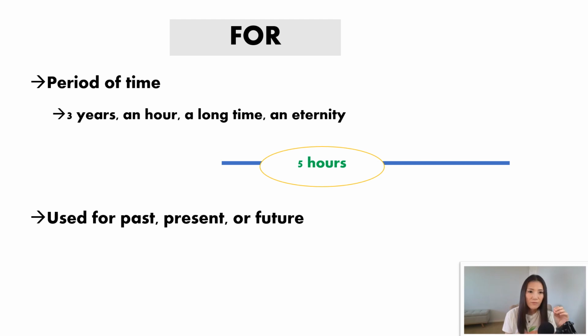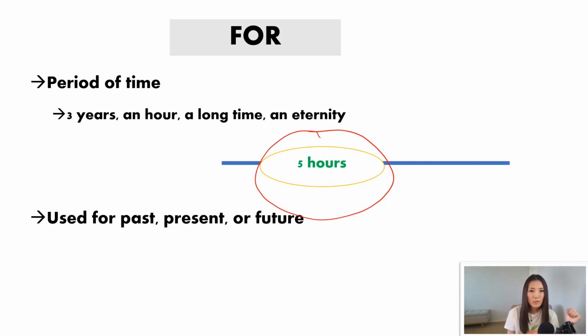The word for refers to a period of time. So it's not a point in time in the past, but a duration or period of time. For example, for 3 years, for an hour, for a long time, for an eternity. It doesn't matter, but we're not talking about a point. We're talking about a period of time. So we can use the word for past, present, or future. For example, for the past, I can say I worked there for 2 years. For present, I can say I have been working here for 2 years and I still work here. Or for future, I can say I will work here for decades until I retire.